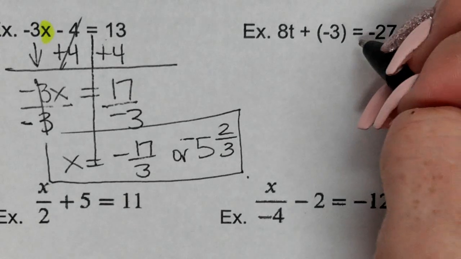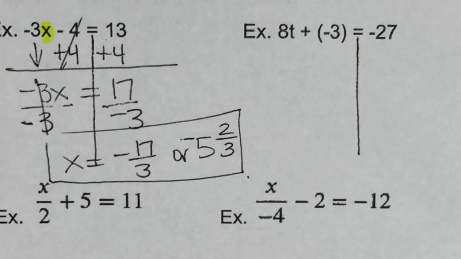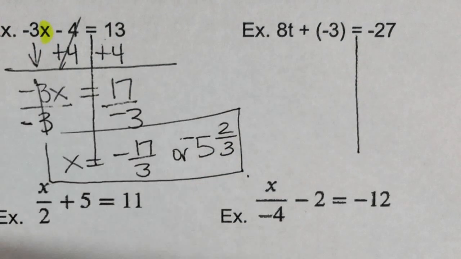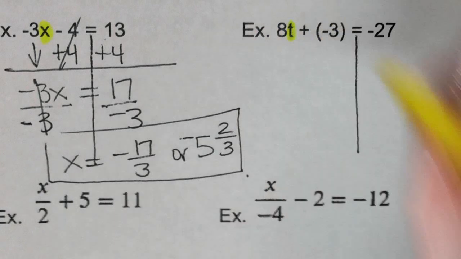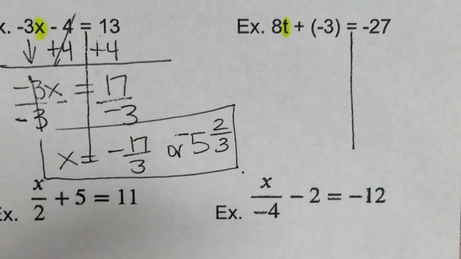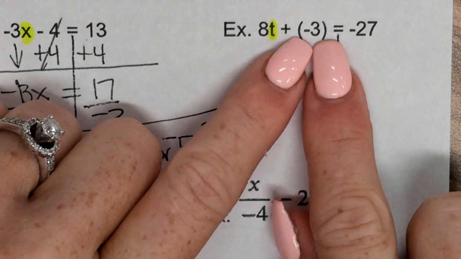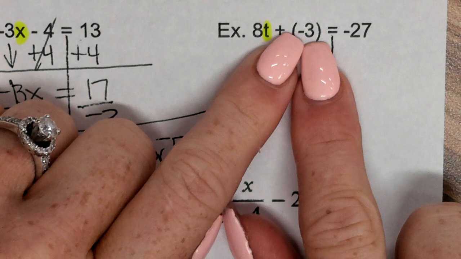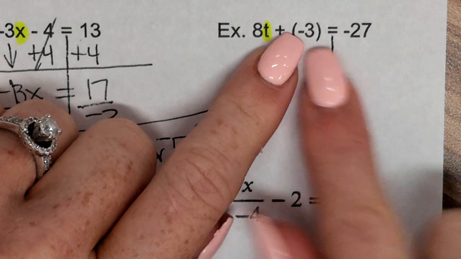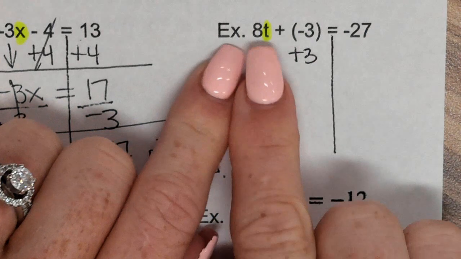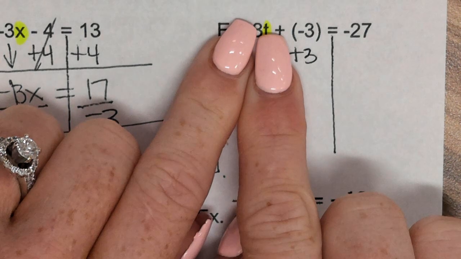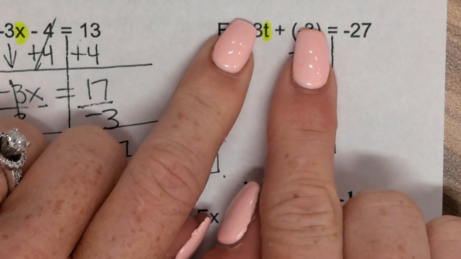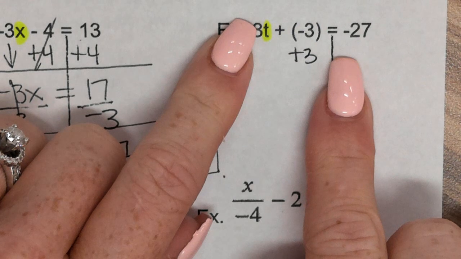All right, let's look at this one. Are there any like terms to combine? No. Where is the variable? Right there. What's my goal? To isolate it. Okay, so how am I going to get rid of this negative 3? How would I zero that out? Plus 3. Don't look at this plus sign, because the opposite of that is to subtract, but a negative 3 minus 3 is a negative 6. It would not zero out.